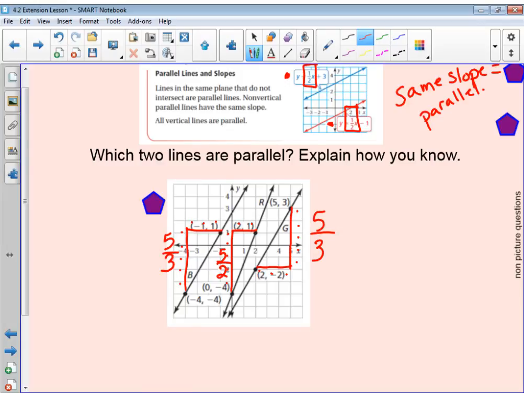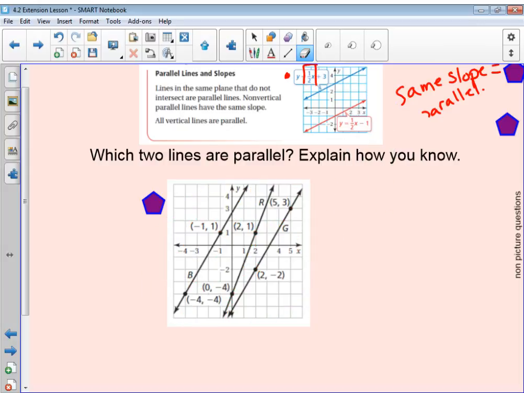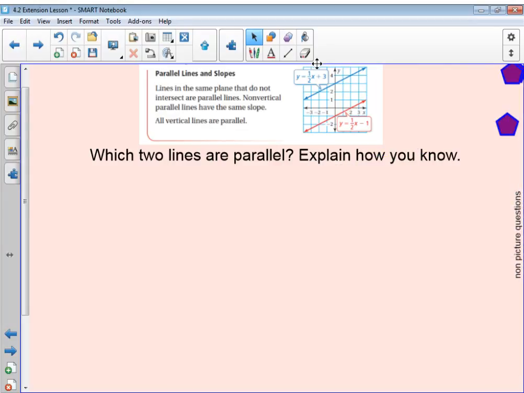So which two had the same slope? Well, that would be this line right here, which they have identified as B. And this line right here had 5 over 3, which they identified as G. So those are our two lines that are considered parallel to one another. Why? Because they have the same slope. Okay, so I'm going to give you one to try. Key thing: if they have the same slope, they are considered parallel to one another.